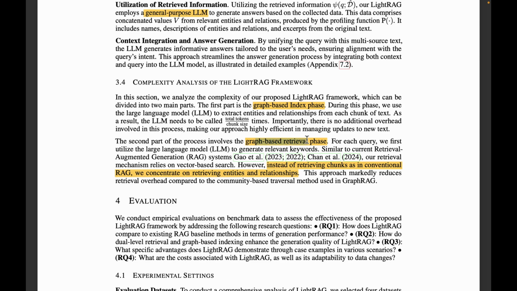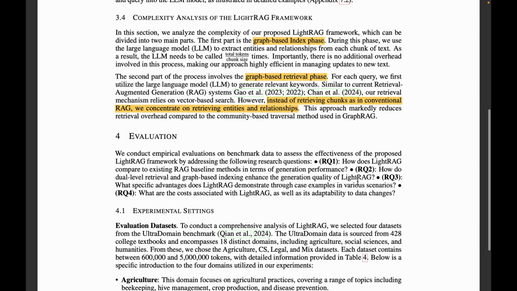And when it comes to the graph-based retrieval phase, they're saying that instead of retrieving chunks as in conventional RAG, they concentrate on retrieving entities and relationships. Thereby, they are simplifying the retrieval process itself. And this approach markedly reduces retrieval overhead compared to the community-based traversal method used in GraphRAG. This is a big selling point with LightRAG.